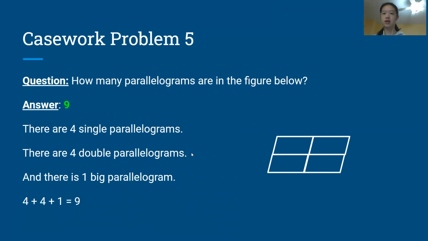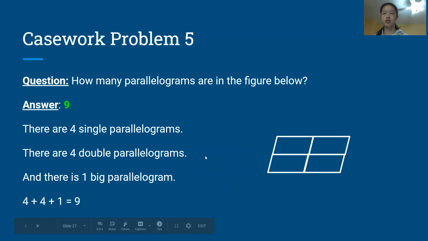And then there are 4 double parallelograms. And what I mean is that there's one here, there's one here, there's also one here, and there's also one here. And finally, there's one big parallelogram, which is just this whole diagram. And so that would be a total of 4 plus 4 plus 1, which equals 9 parallelograms.